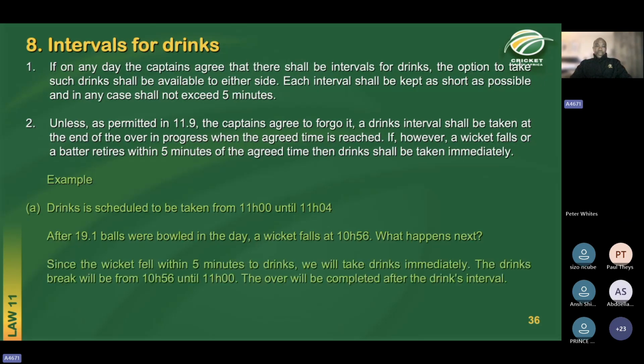So, since the wicket fell within 5 minutes to drinks, we will take the drinks break immediately. And it shall be of the agreed duration of 4 minutes. So 10:56 until 1100 hours will be our drinks break. The over will be completed after the drinks interval.